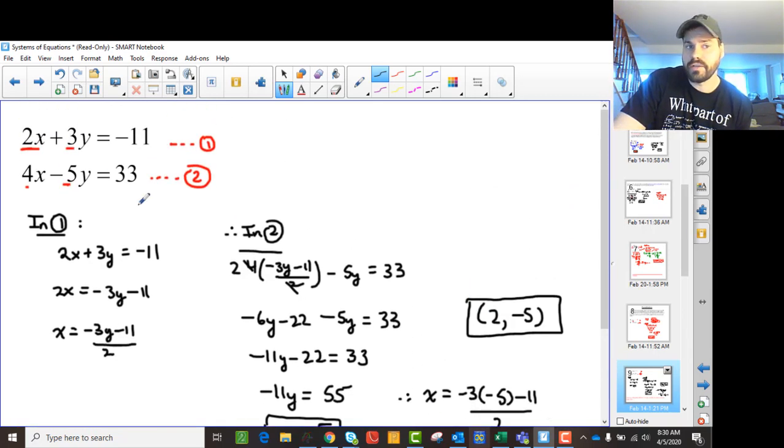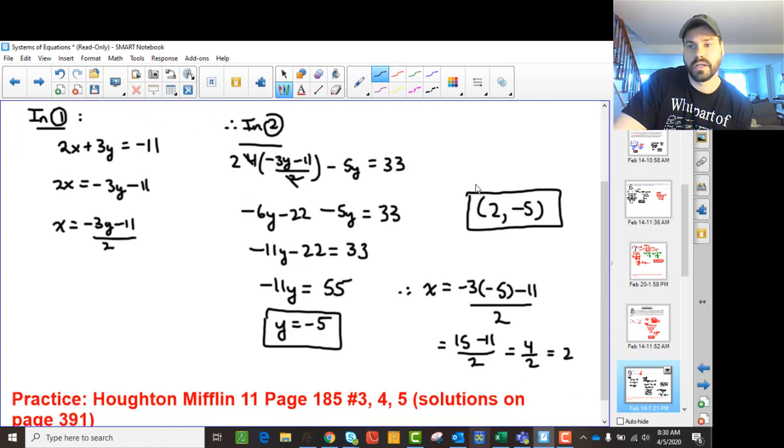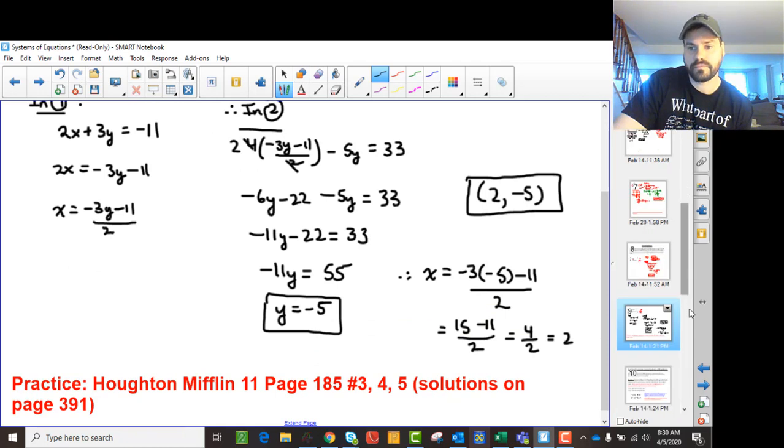And again, you can check your answer. If you go back up here, 2 times 2 is 4, minus 15 is minus 11. 4 times 2 is 8. 8 plus 25 is 33. So I know that I'm right. And I would encourage you to do that. Okay, every time.